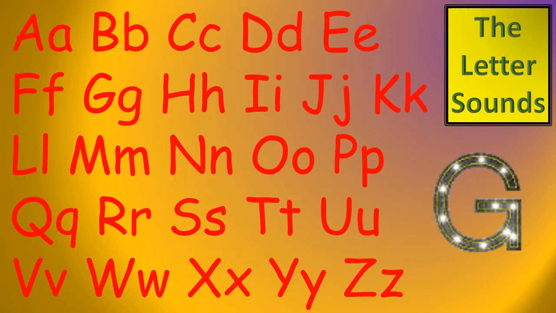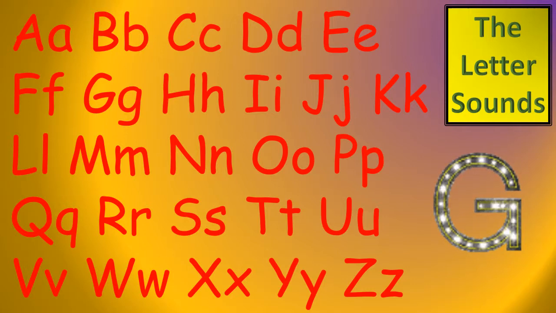The sounds of all the letters, vowels and consonants, are: A, short vowel sound A, long vowel sound A, as in cat and cake. B, B, as in bat.